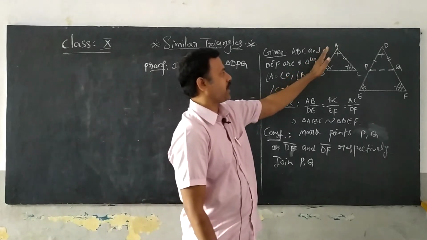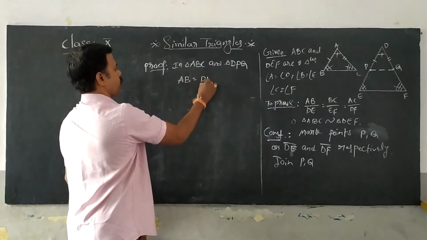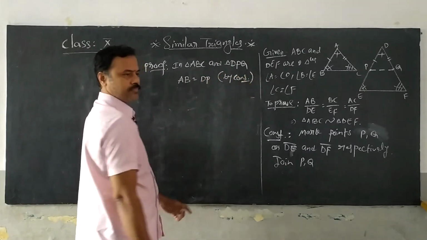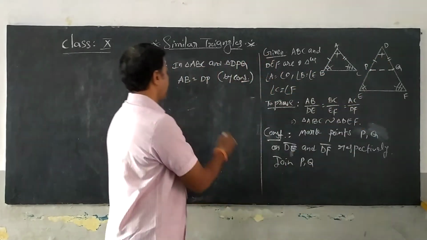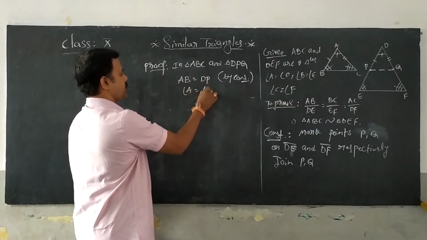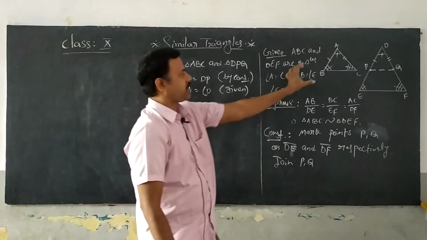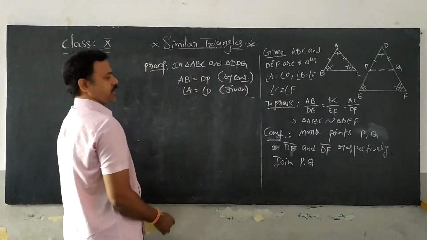We have taken that AB is equal to DP by construction. After that, angle A is equal to angle D. Is it clear? This is in the given. After that, AC is equal to DQ. That is also from the construction.